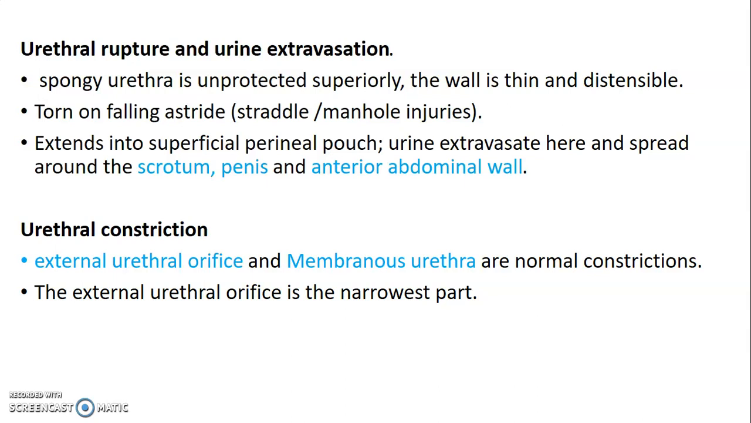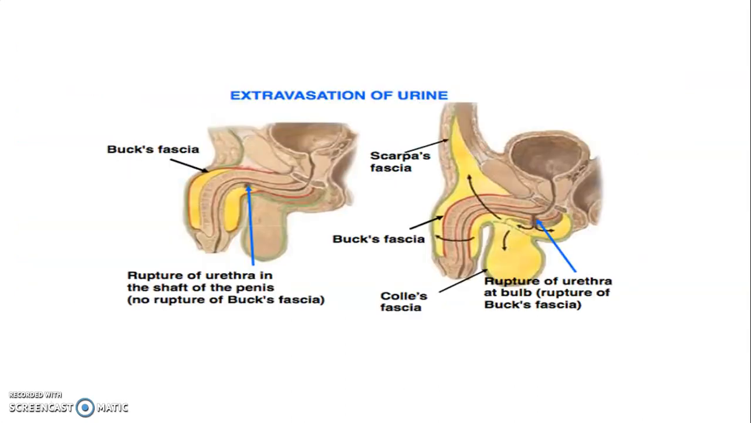Then we also have urethral constriction, and the urethra has constrictions at the external urethral orifice, and the membranous urethra also is the narrowest portion. So the external urethral orifice is the narrowest part, while the membranous urethra, out of the three parts of the urethra, is narrower as compared to the prostatic urethra and the penile or spongy urethra.